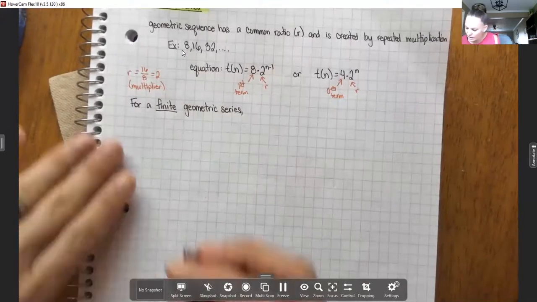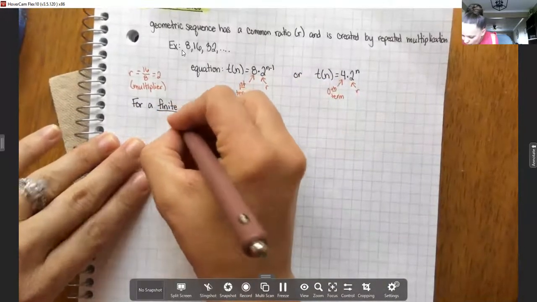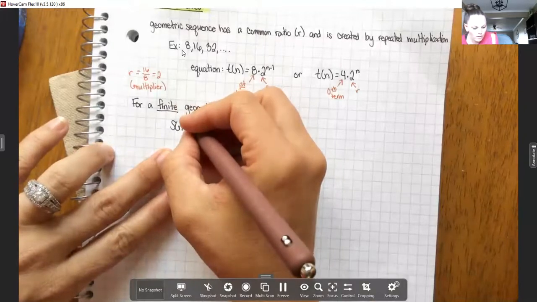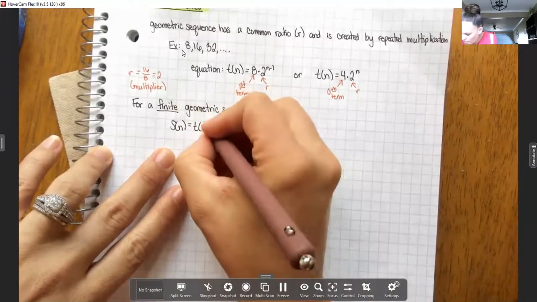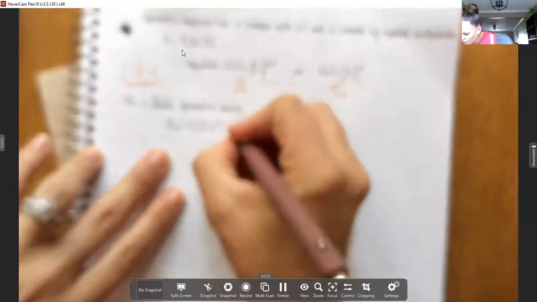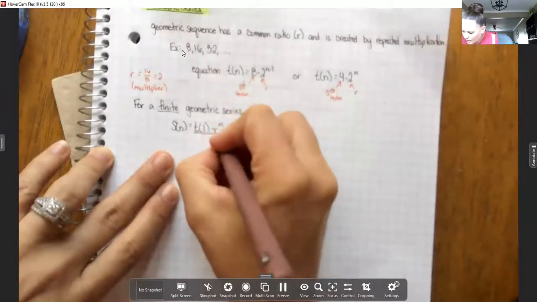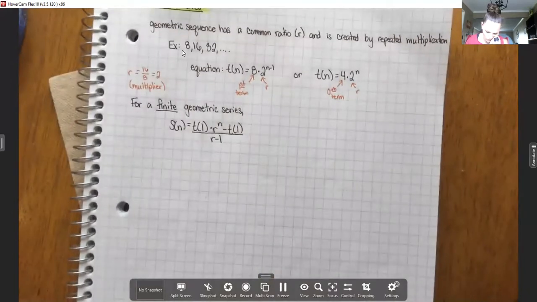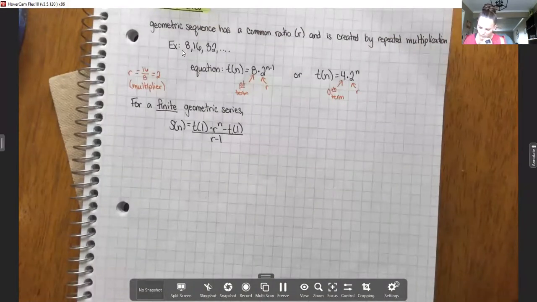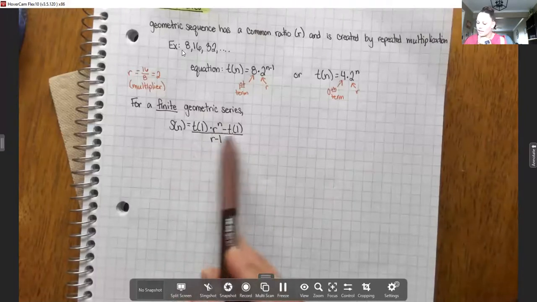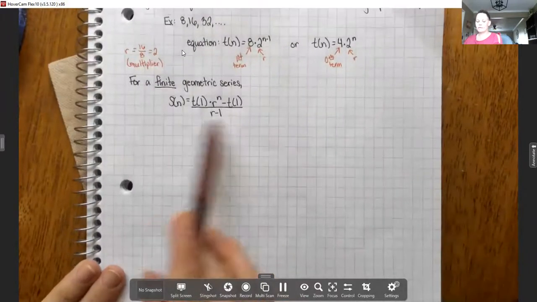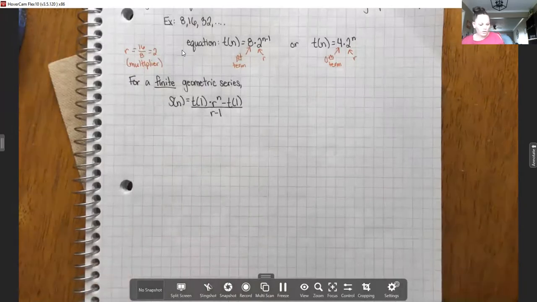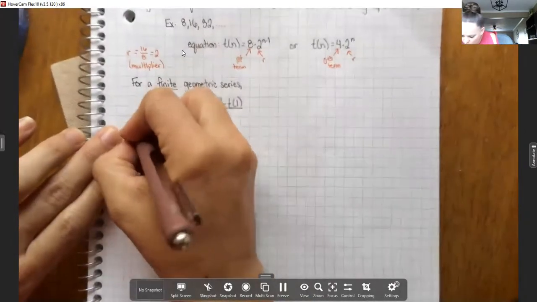So for a finite geometric series, S of n is equal to T of 1 times R to the n minus T of 1, all divided by R minus 1. This can be written a few different ways, just kind of as a heads up. If you see it, you can simplify these a little bit differently. So we'll just use that same example.